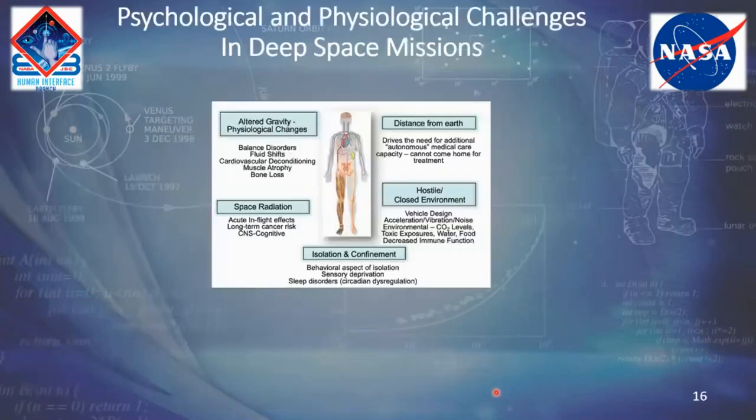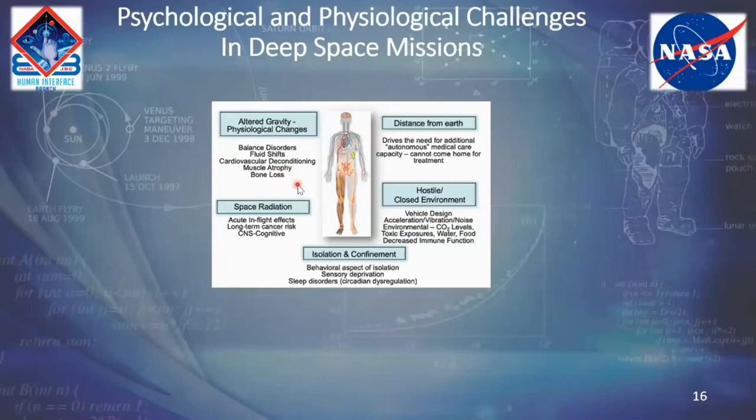So let's talk about the physiological and psychological challenges in deep space, and there are many. So we have, first of all, altered gravity. Physiological changes can happen with the changing gravity. Balance disorders, fluid shifts. Like, for example, if you ever see pictures of astronauts that have been on space station for a long period of time, their face looks very bloated, very big, and that's because the sinuses do not drain in a microgravity environment.